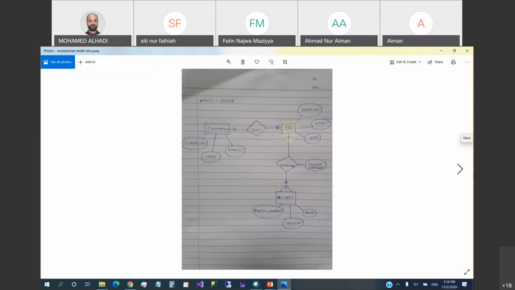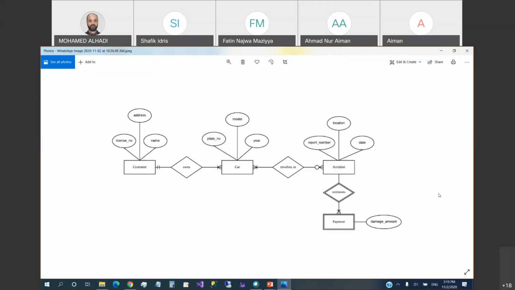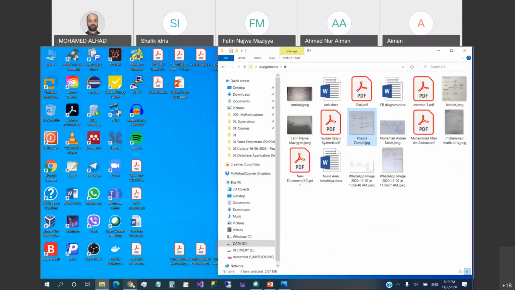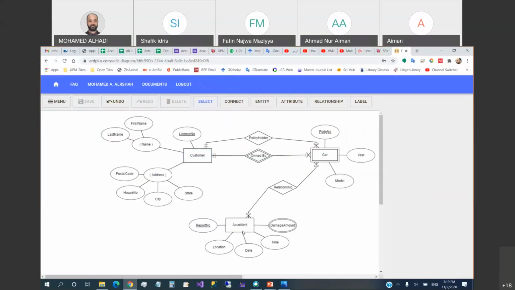Okay, Shafiq? Yes. You understand what's wrong with your design. You forget also the policyholder. Yeah, all of your entities are strong also. You forget to mention which one is strong, which one is weak. Okay, also one more thing before I continue. What do you think about the accident compared to the car? Which one is strong, which one is weak?